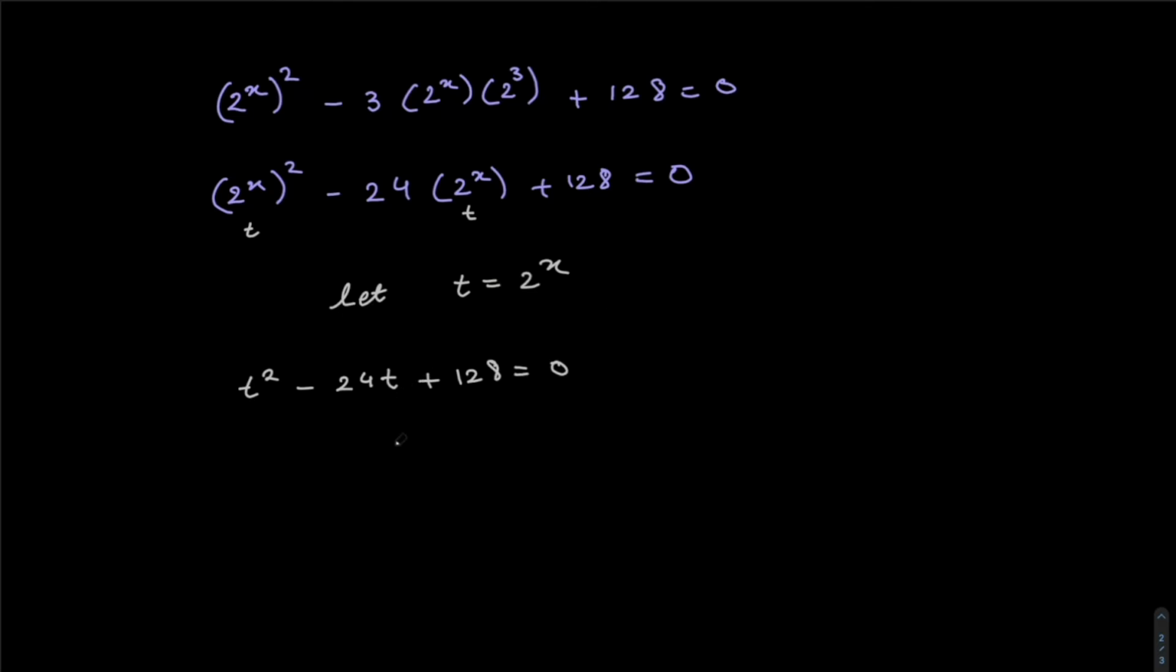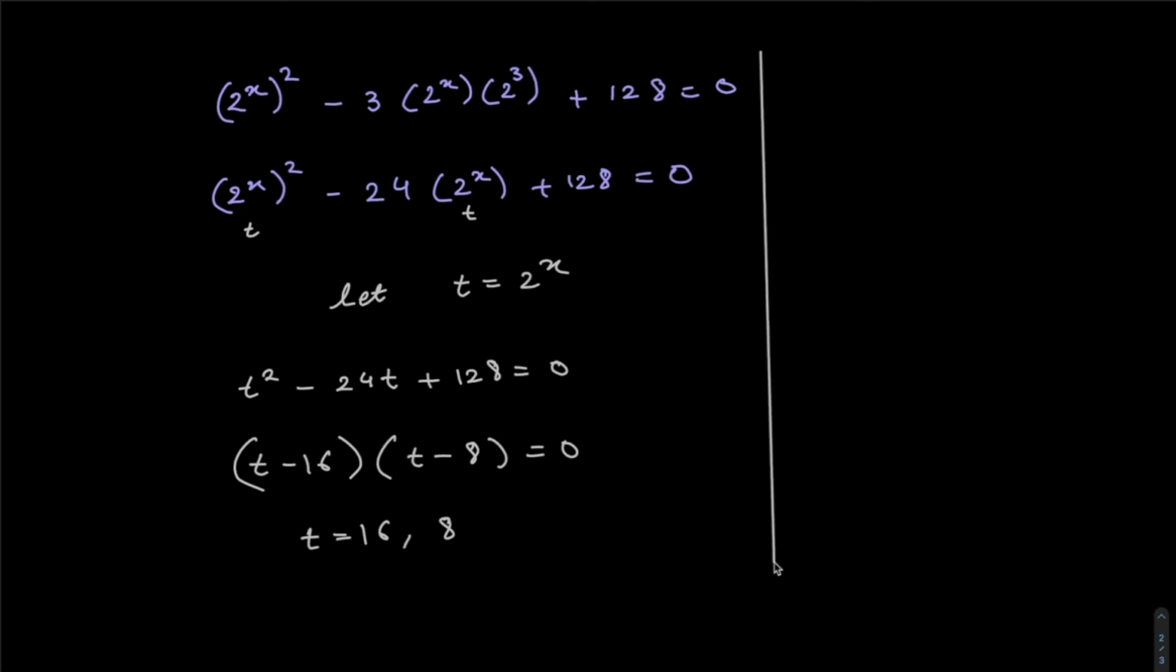I can use any method, but I can see factors here. I can see 16 and 8, because 16 times 8 is 128 and minus 16 minus 8 is minus 24. So I'm going to go ahead and directly make the necessary factorization. I'm going to do t minus 16 here, and then t minus 8 here, equal to 0. So I have t is equal to 16 and 8, but we're not done yet, because we have it in terms of t, and we want x.